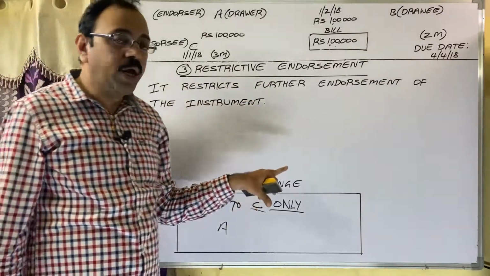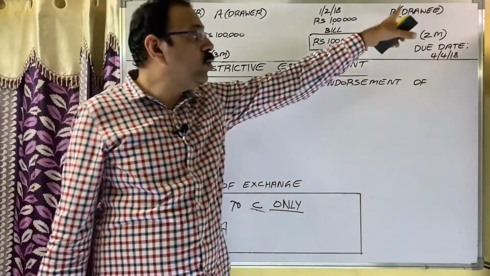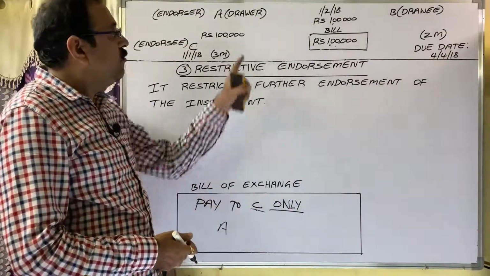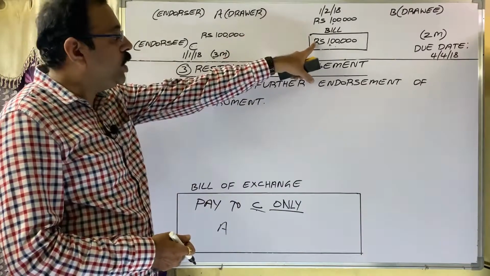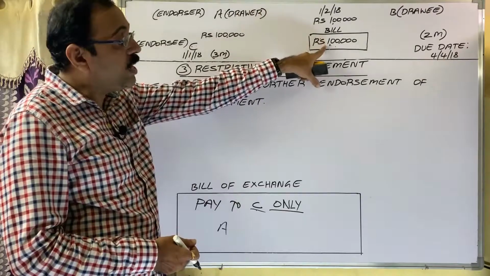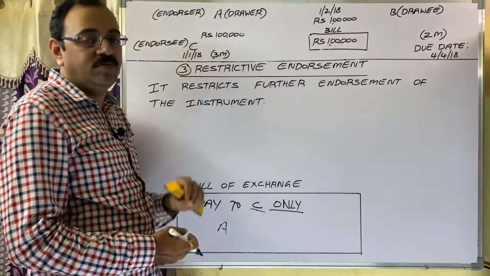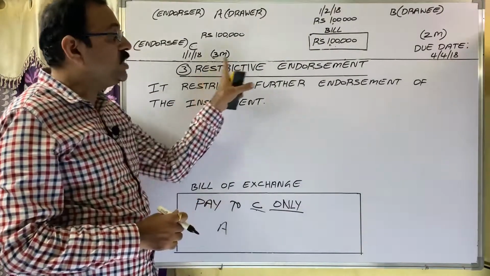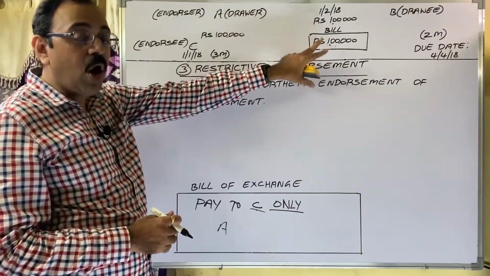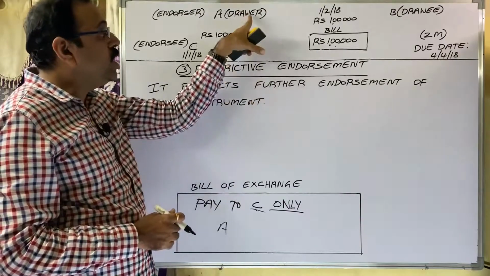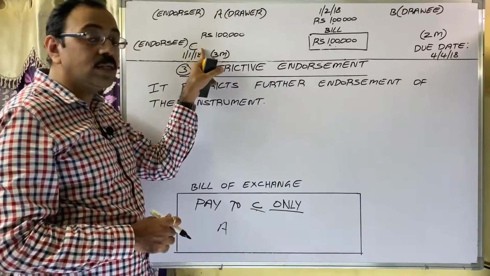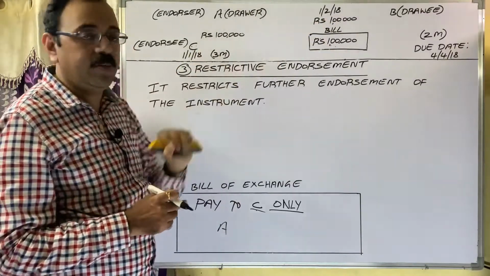So on the due date, C should only go to B to take the money. In case of other endorsements, when A is transferring this bill to C, A is transferring all his rights on this document to C. But in case of restrictive endorsement, except the right of further endorsement, all other rights are transferred by A to C. So just like A, now C has the right to take the money from B.